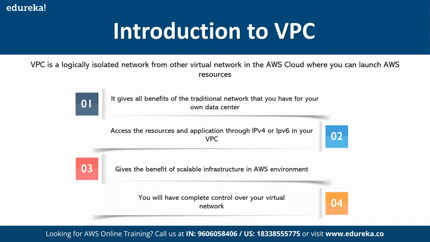So access the resources and applications through IPv4 and IPv6 in your VPC. We will also understand what is IPv4 and IPv6. These are types of IP addresses that we have today. It gives the benefit of scalable infrastructure in AWS environment. If you have worked with cloud or if you know cloud, then it is known for the flexibility and scalability, right? Whenever you want a server, you can create it. Whenever you want to increase the number of servers, you can increase it. Whenever you want to decrease it, you can decrease it. So it gives you all of those benefits.